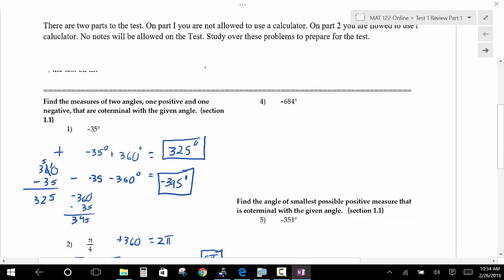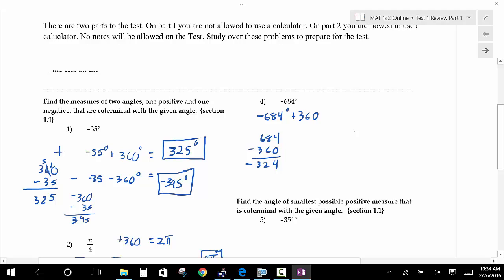Okay, next problem, we could do kind of the same thing, is you could just start by adding 360 to it, if you want to. And we get so reliant on calculators, but what you're doing, this is a negative answer because 684 has a bigger absolute value than 360. So we need to really just subtract the 2. And that'll give 4 there, 2, and 324. So right now we're at negative 324.